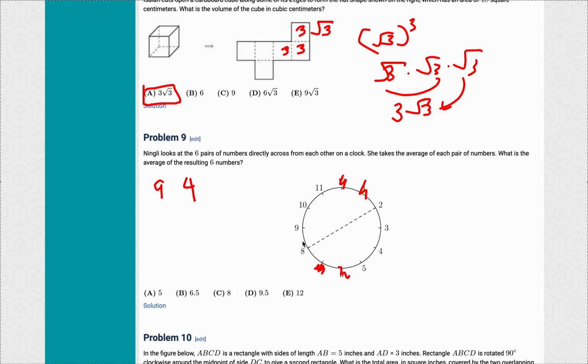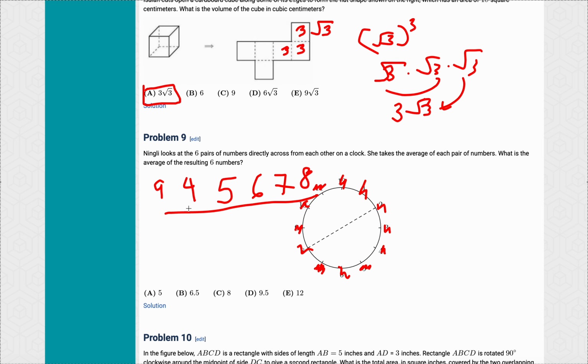So 2 and 8, that adds to 10, so there's going to be a 5. And so 3 and 9, that's 12, so 6. Then 4 and 10, that's a 7. 5 and 11, that's 16, so that's an 8. So these are the 6 pairs of numbers. These are the averages of the 6 pairs of numbers.